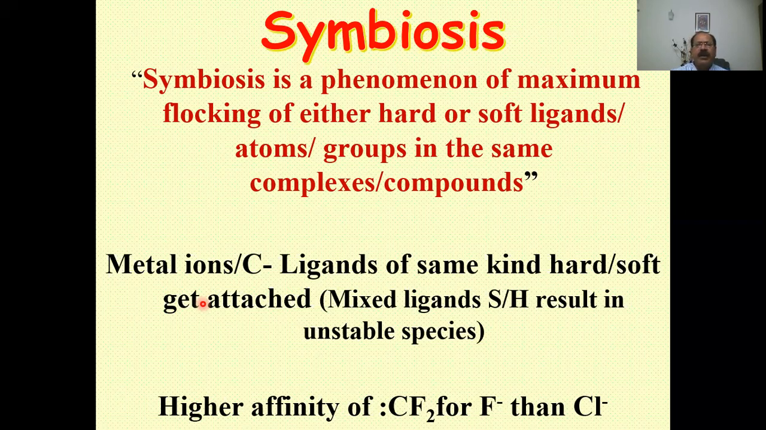And quickly, lastly, going through symbiosis. What is symbiosis? Symbiosis is a phenomenon of maximum flocking of either hard or soft ligands or atoms or groups in the same complexes or compounds. That is, metal ions or carbon, ligands of the same kind, hard or soft, get attached to the same metal or carbon. One can therefore easily say that if we have CF2 carbene, it has a higher affinity for fluoride than chloride. The reaction with fluoride will be much faster than with chloride. Why? Because of the symbiotic effect.